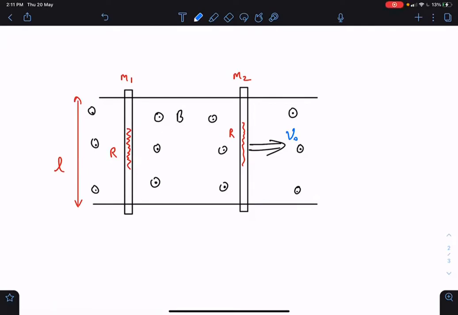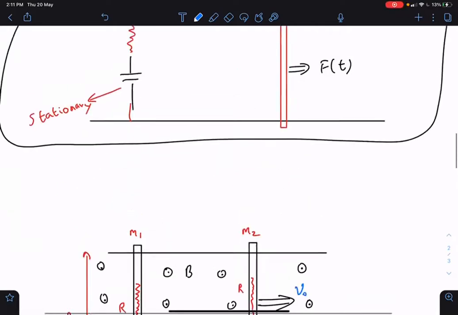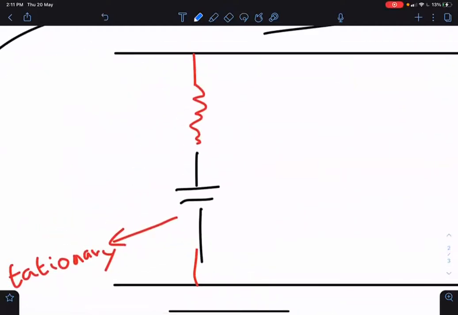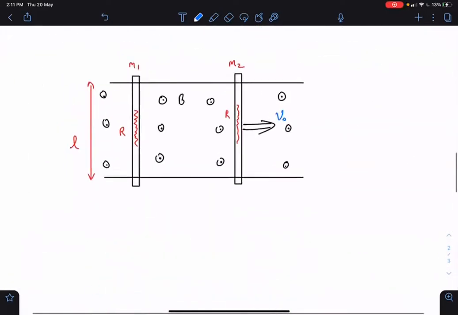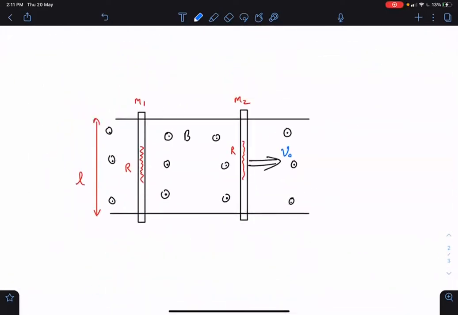So think about this for a minute. M1 and M2 are both movable, that's why the masses are given. For example, in the case where the resistances are fixed, with no capacitor here, generally we don't give mass because they are not moving. M1 is moving, so its mass is given. Initially, M1 is given 0 velocity. Only M2 is given a velocity V naught towards the right.